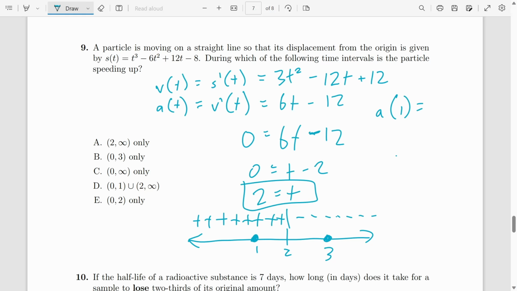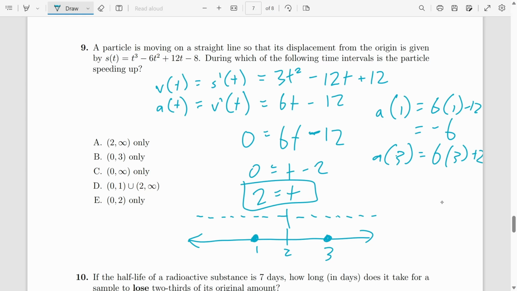Acceleration at 1 is equal to 6 times 1 minus 12. That's equal to negative 6. So that's negative. So we know that in our diagram, anything on the left, basically anything containing this 1, must be negative, aka it's slowing down. And then when we think about t equals 3 right here, this is now a of 3 equals 6 times 3 minus 12 equals positive 6. Okay, so then the right side, anything after 2 seconds is speeding up.